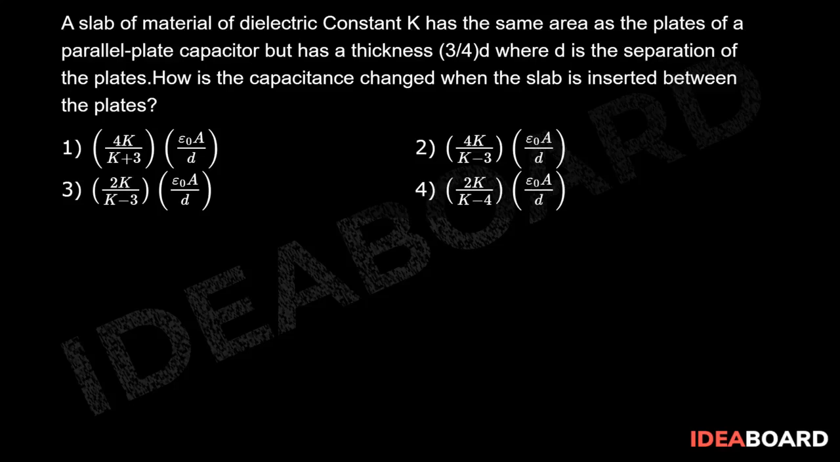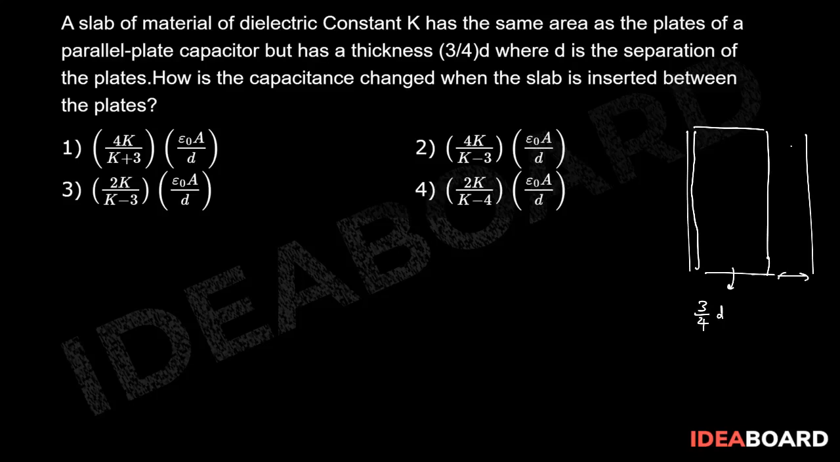Now in this question we have a situation like this: we have a parallel plate capacitor, and we inserted a dielectric of constant K like this, whose thickness is 3 by 4 D. So this region has a distance of D by 4, right? Initially we know that the parallel plate capacitor C will be epsilon naught A by D, but now in this situation it is being changed.